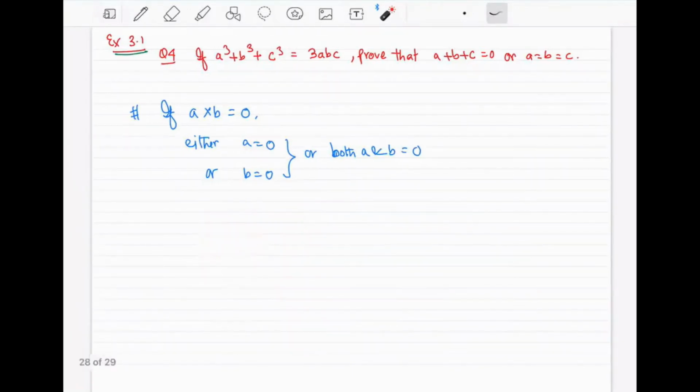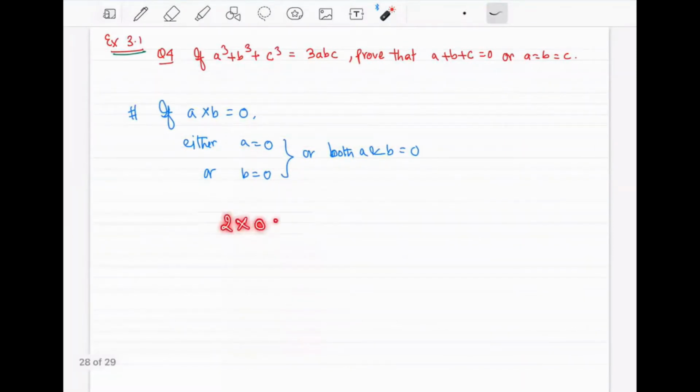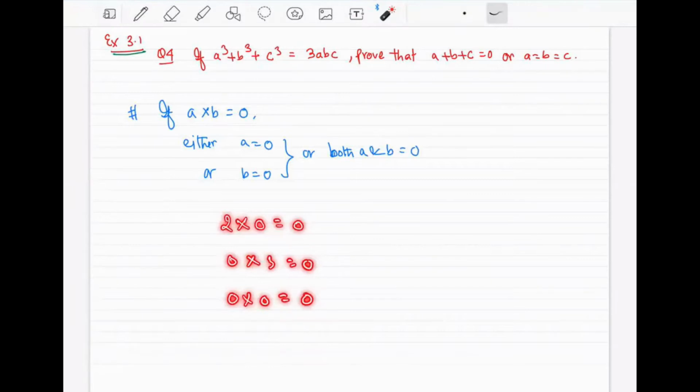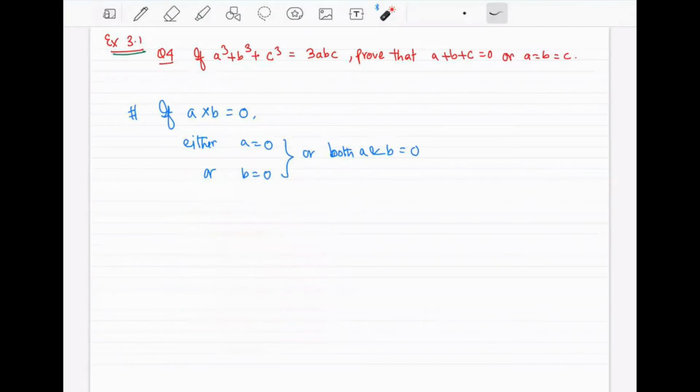Let me give examples. 2 into 0 is 0. 0 into 3 is 0. 0 into 0 is 0. In order to obtain the multiplication as 0, one of them has to be 0. In these two situations, one of them is 0, right? In the last one, both of them are 0. Only and only that way we will obtain the product of two numbers to be 0.